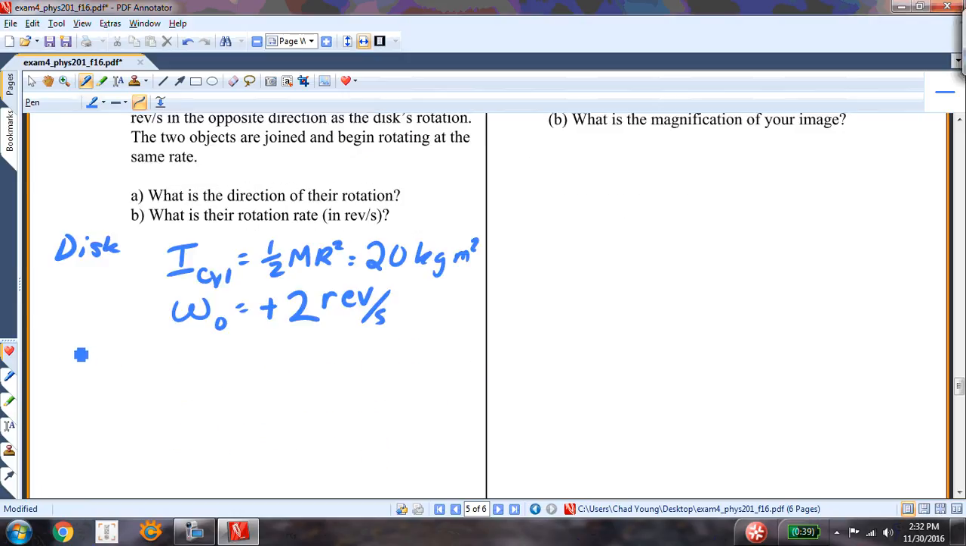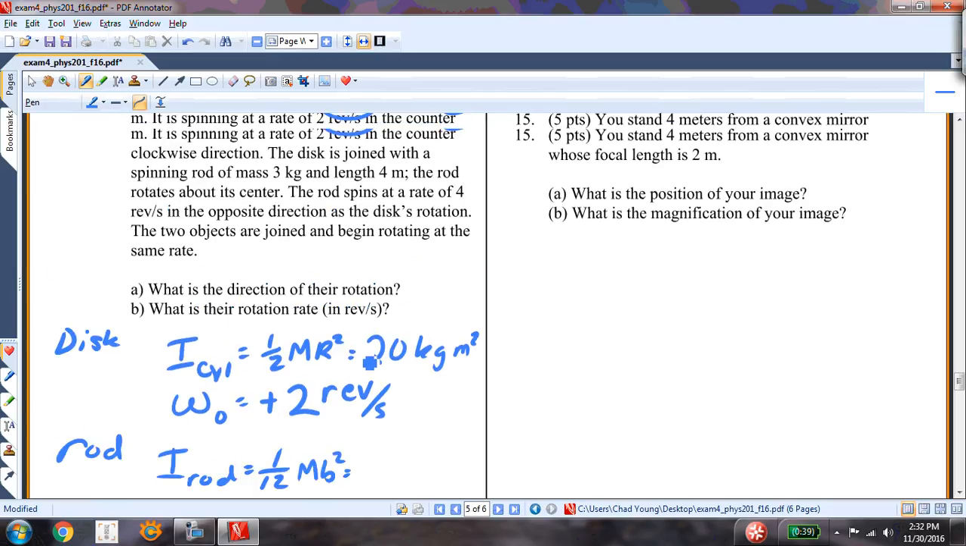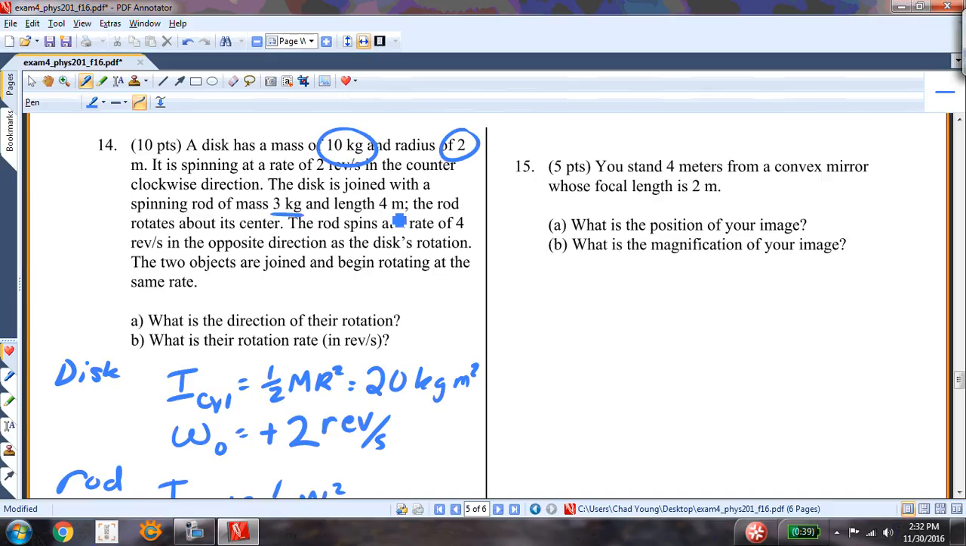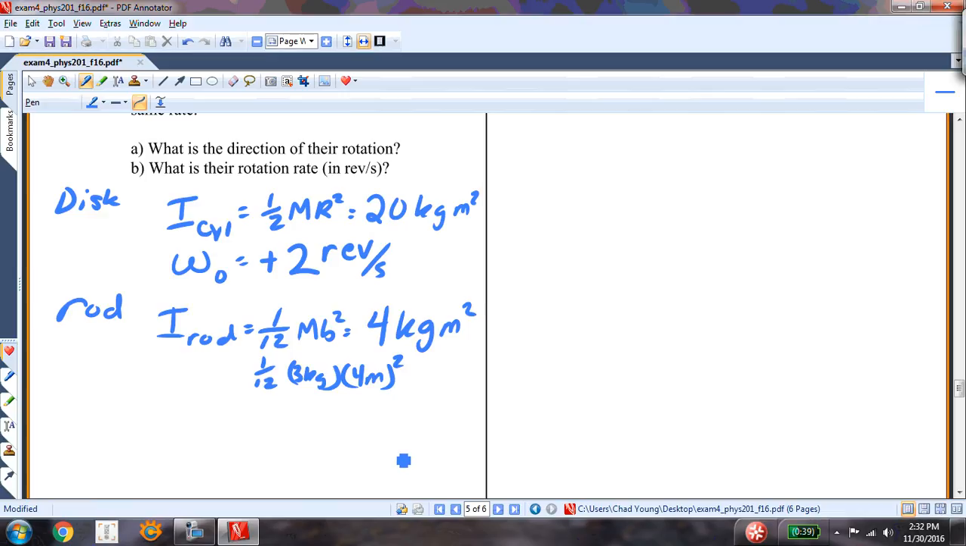Then let's look at our bar, or what do I call it, a spinning rod, and the moment of inertia for a rod is 1/12 mb squared. That's 1/12 of 3 times 4 squared. That's 3 times 16 is 48. So this is 4 kilogram meters squared. Let me just write that out. So that's 1/12 of 3 kilograms times 4 meters. That's the length squared, and that's equal to a 12th of 48, which is equal to 4. And then omega naught for this thing is given in the problem, and it is 4 revolutions per second, but in the opposite direction, negative.